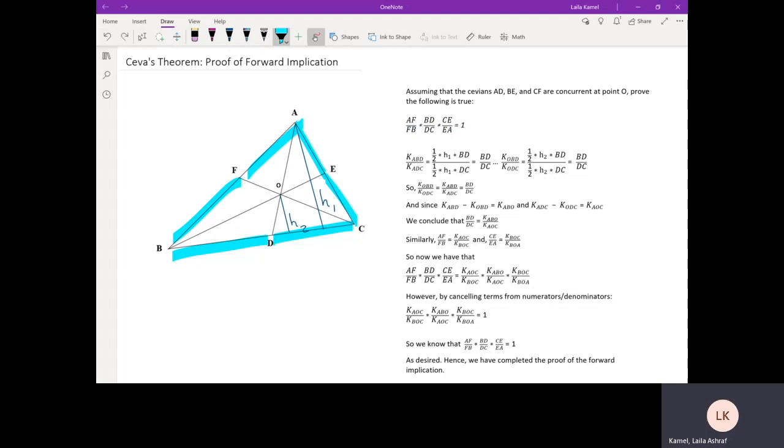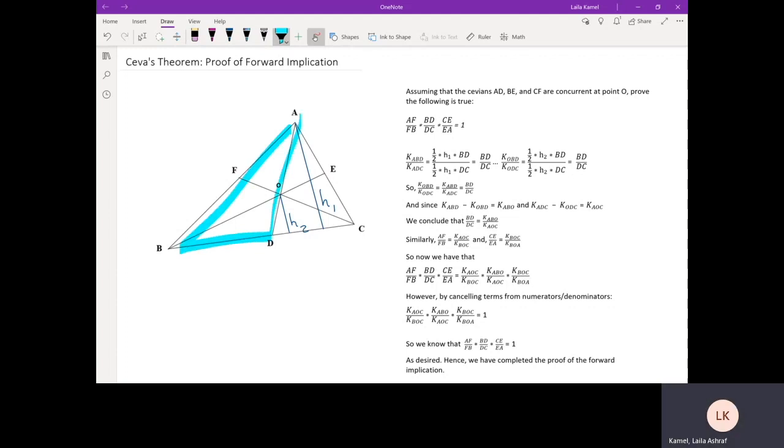So to get started, we have drawn altitudes H1 and H2, and these come from points O and A. And these are altitudes, so they give us heights to triangles that we will compute the areas of, and these will help us prove this theorem. So first, taking a look at triangle ABD.